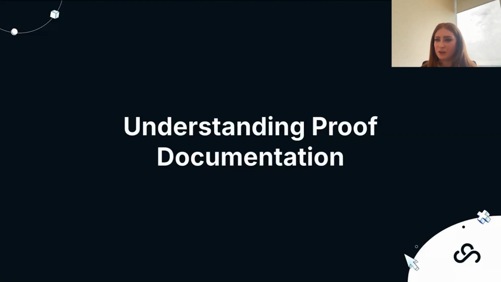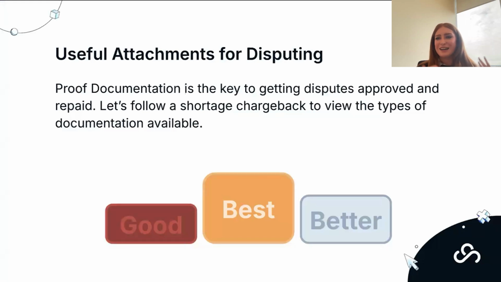But in this next section, we're really going to focus on the shortages, just because they're probably the most easily disputed. I know I say that, take that with a grain of salt, but probably the most easily disputed and the most rounded out way to look at it from a proof documentation side. So we'll go over what is good, better, and best for proof documentation to dispute shortages at Home Depot.